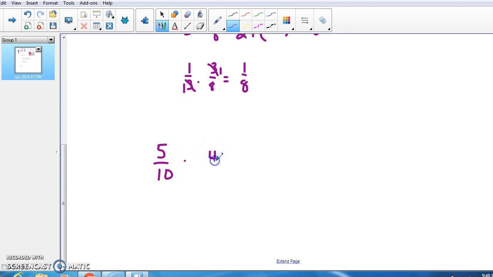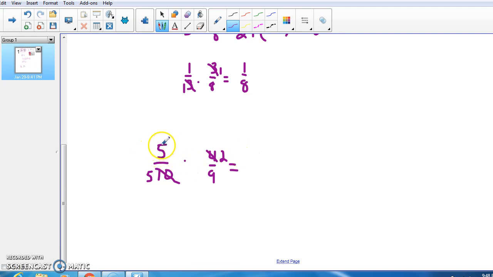Times 4/9. So the first thing I'm going to do is look at the cross multiples. I'm going to look at this 5 and this 9. They do not have any factors in common other than 1, so I can't do anything with those. But if I look at these cross multiples, they both are even, so I know they can be divided by 2. So if I divide 10 by 2, I get 5. And if I divide 4 by 2, I get 2. Okay, hopefully you recognize that. If that doesn't make sense, rewind it, rewatch it. Hopefully it will sink in.